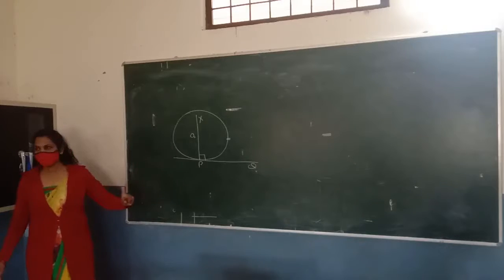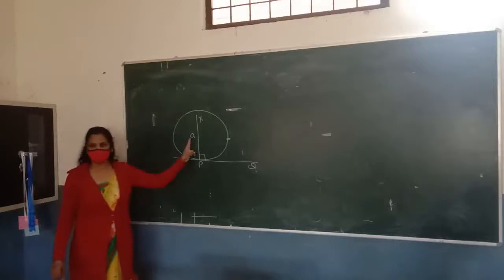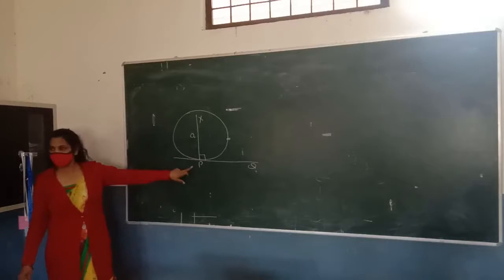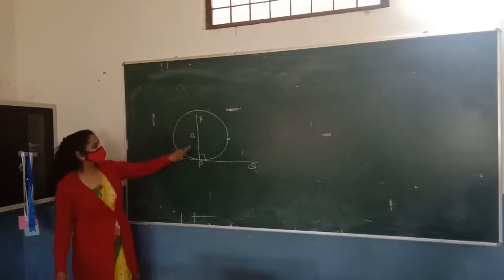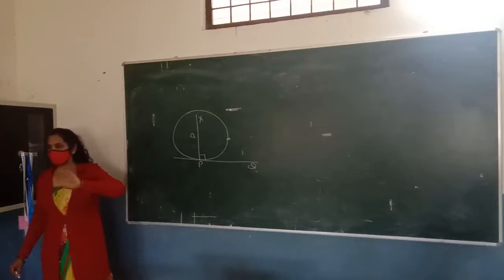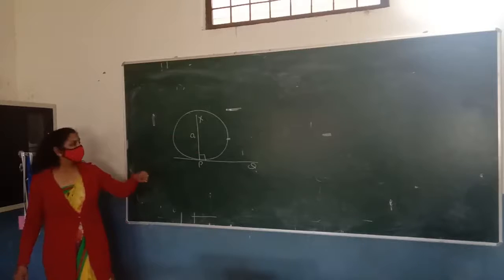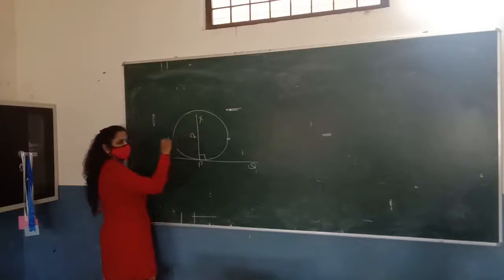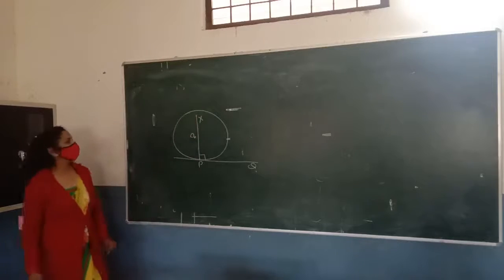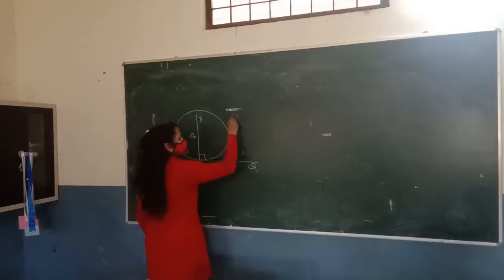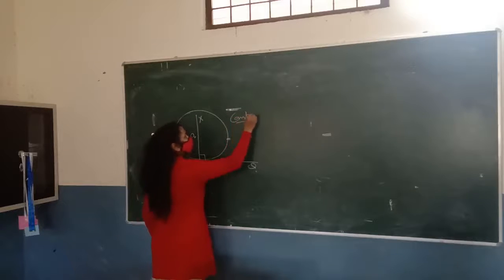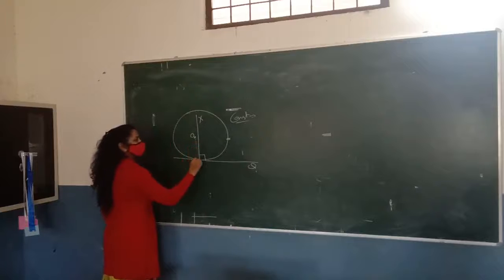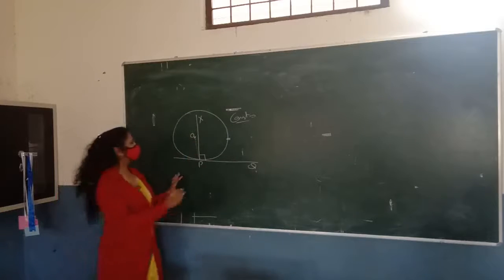So in given, you will write that a circle with the center O has a tangent PQ, which touches the circle at the point P, and angle XPQ is equal to 90. So this is given. To prove, you will have to prove that PX passes through the point O. Now we will do the construction. In construction, we will join O with P, like this. So the construction is: join OP.